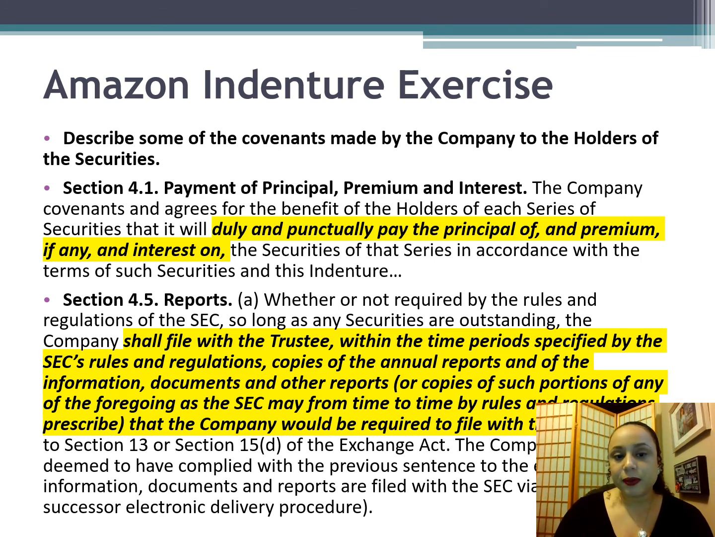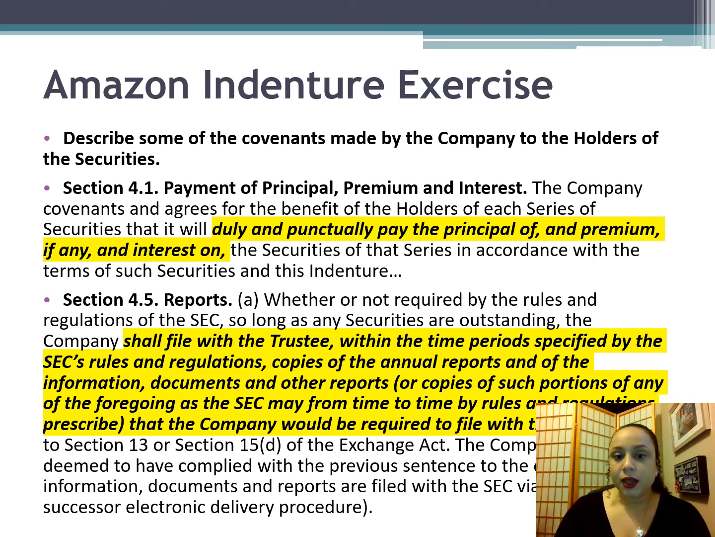Shall, that's a requirement: file with the trustee within the time period specified by the SEC's rules and regulations. This is different than our last provision. Our last provision said something to the like of after it's actually filed with the SEC, irrespective of whether or not the filing is late.